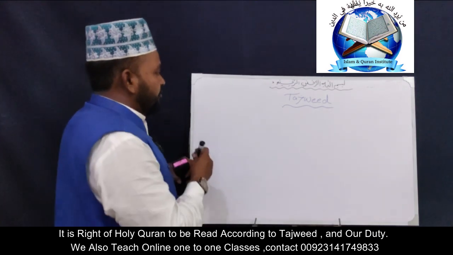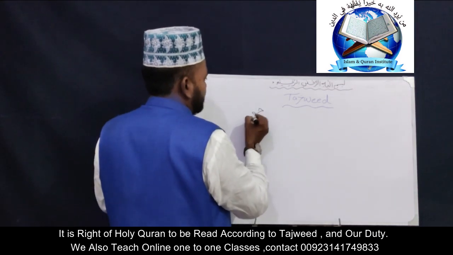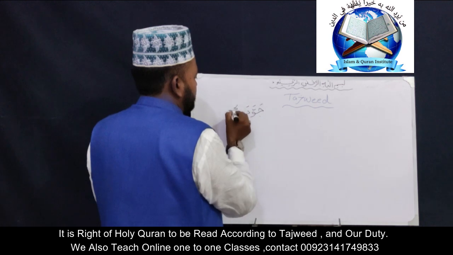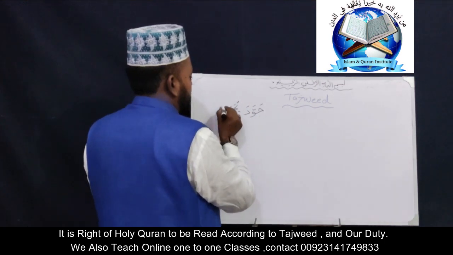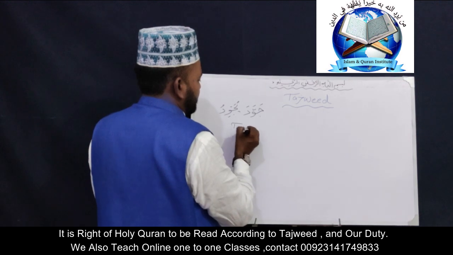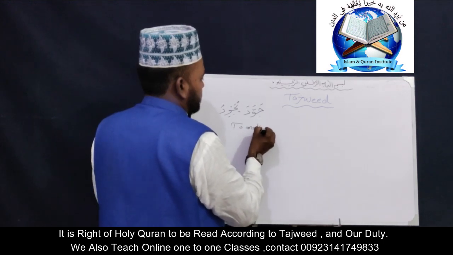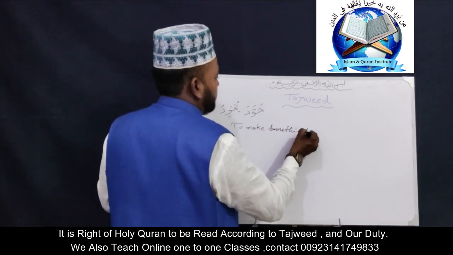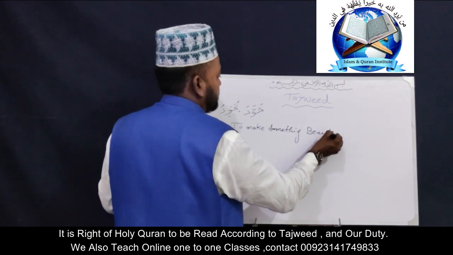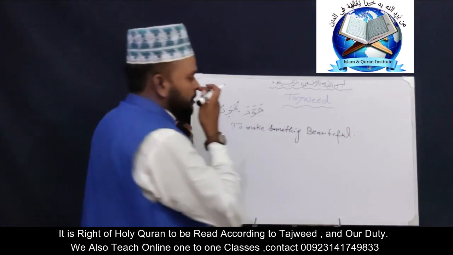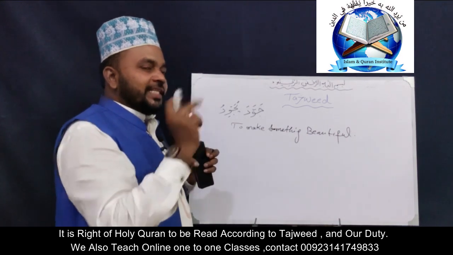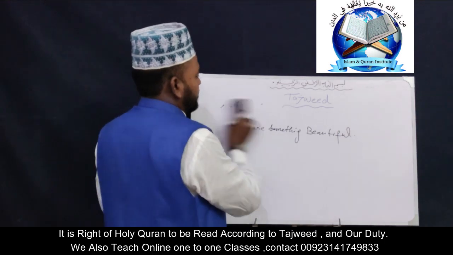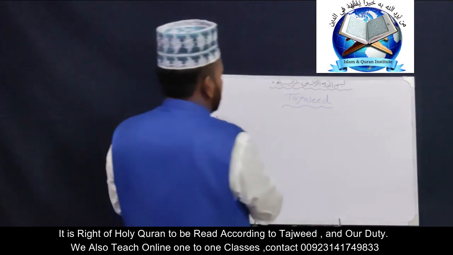So Tajweed is derived from the Arabic word jawwada, yujawwidu, which means to make something beautiful. Jawwada shay'a, he made the thing beautiful. Hassanahu. So Tajweed means to make the Quranic words beautiful.